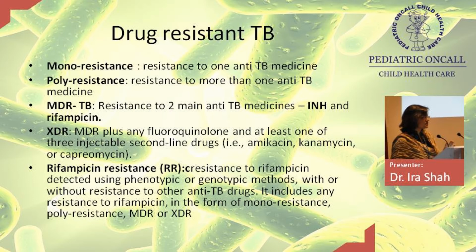Now when we talk about drug-resistant TB, you first need to know your definitions. You need to know what is monoresistance, polyresistance, MDR, XDR, pre-XDR, XXDR, and now a new terminology known as RR, rifampicin resistance. So when only a single drug is resistant, you call it monoresistance. If you by chance detected single rifampicin resistance, which usually does not occur, you call it rifampicin resistance.